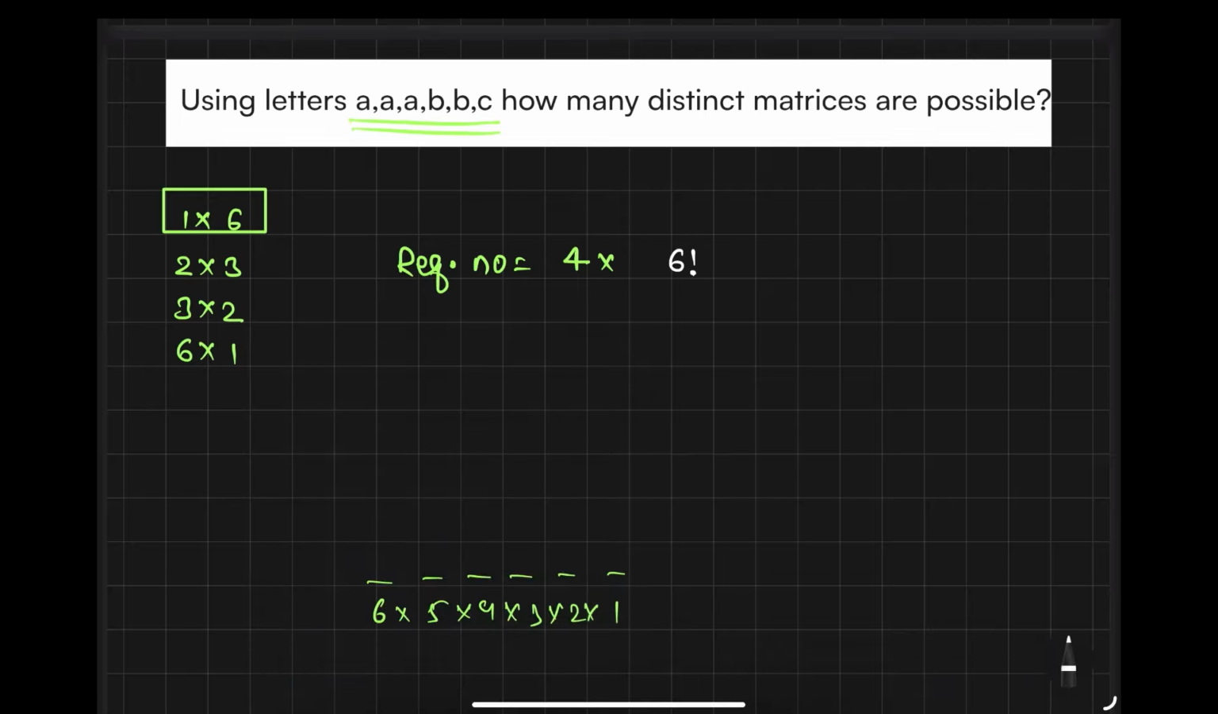6 factorial, out of which a is repeating thrice, so you should divide by 3 factorial. B is being repeated twice, so divided by 2 factorial. So this is the required number of matrices.